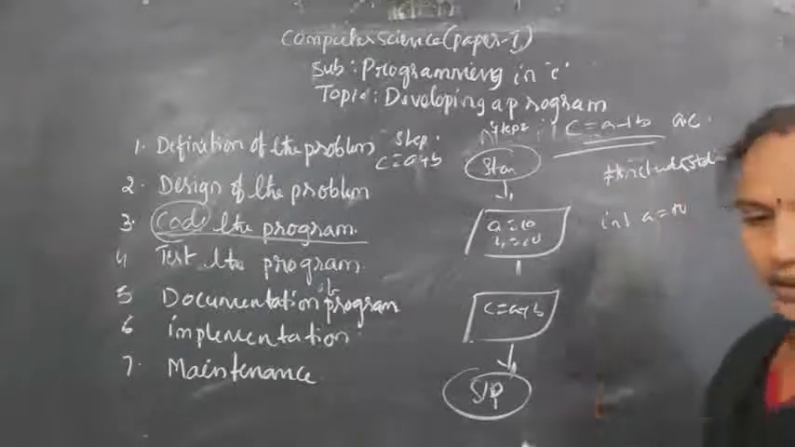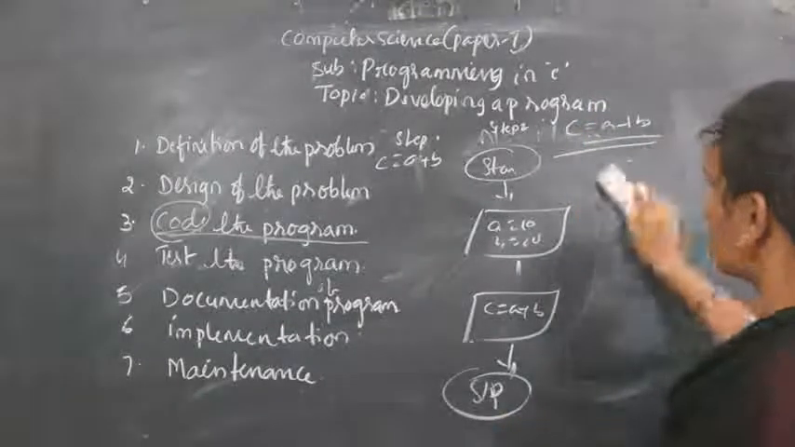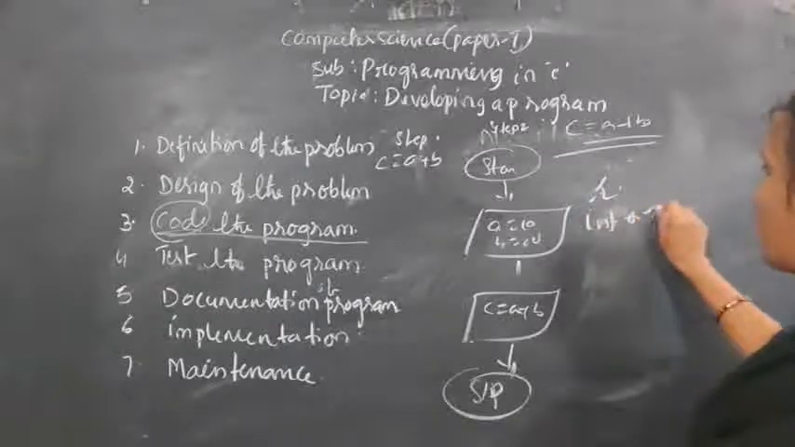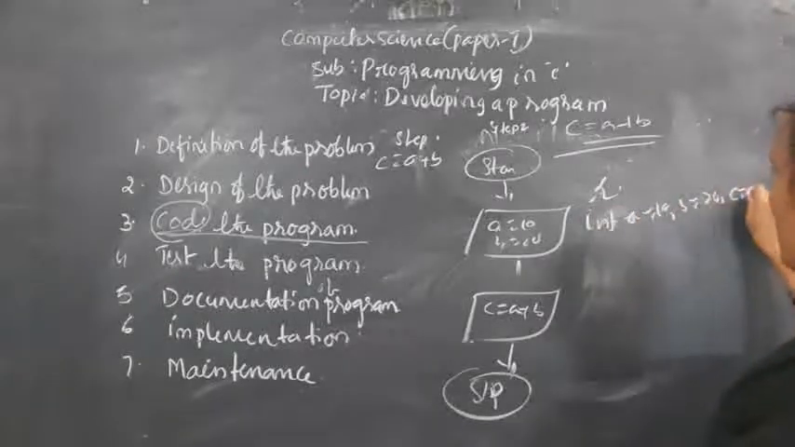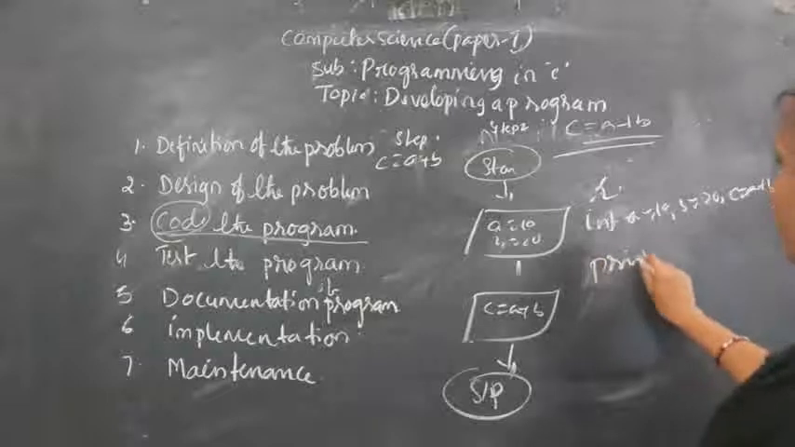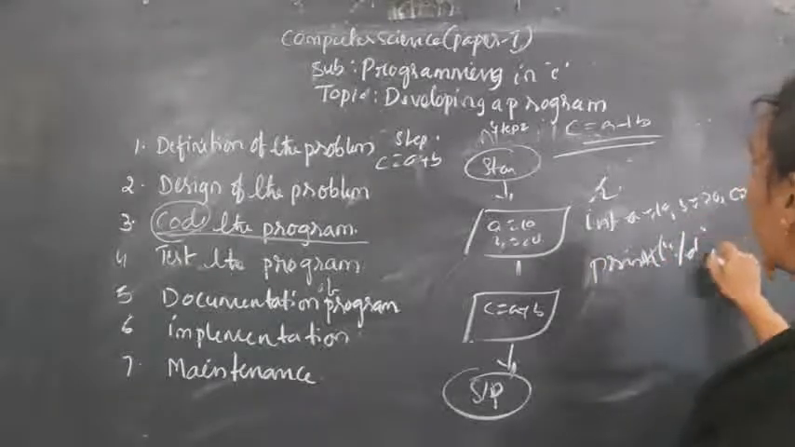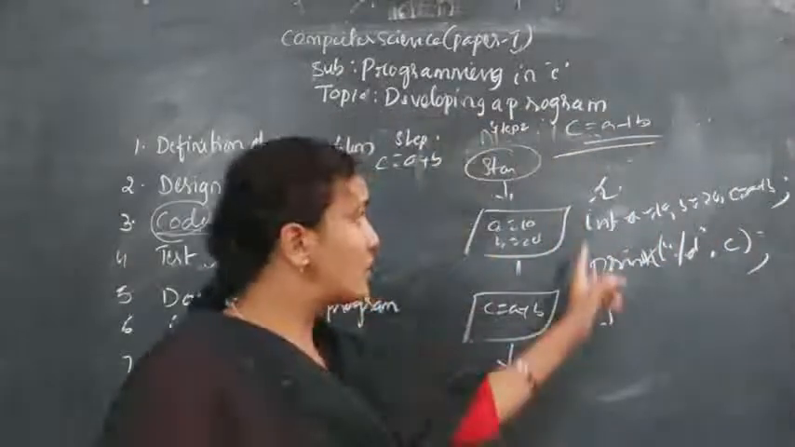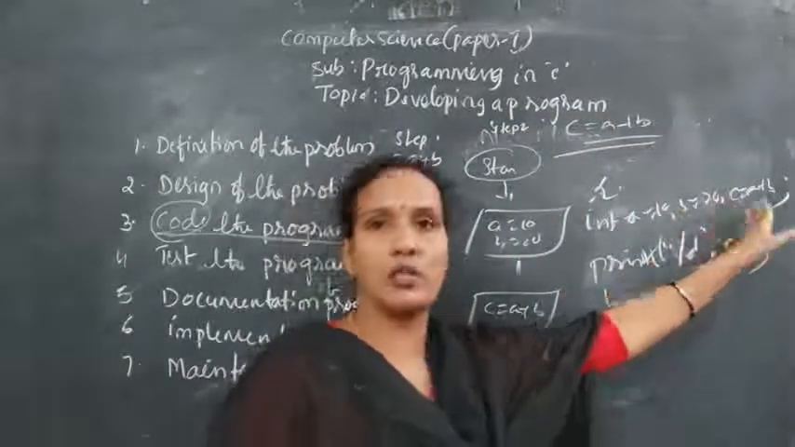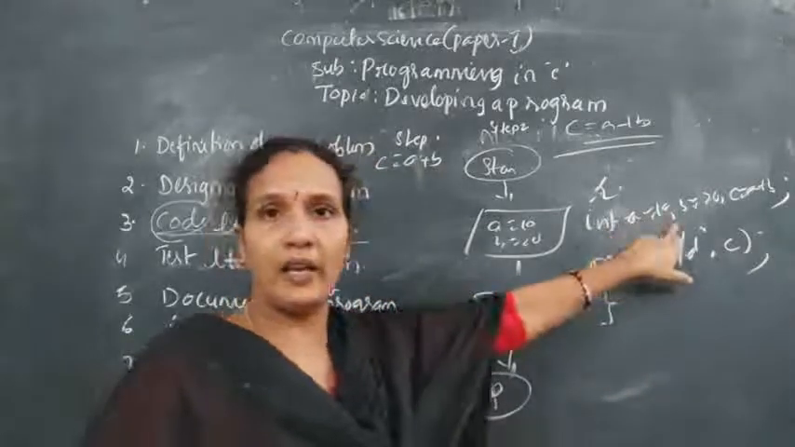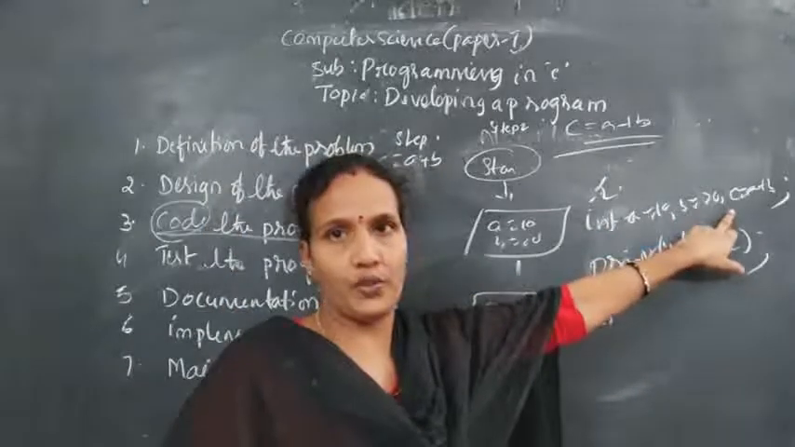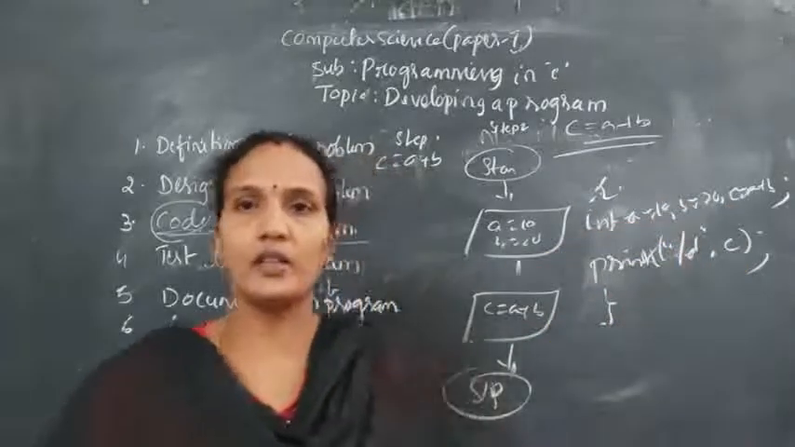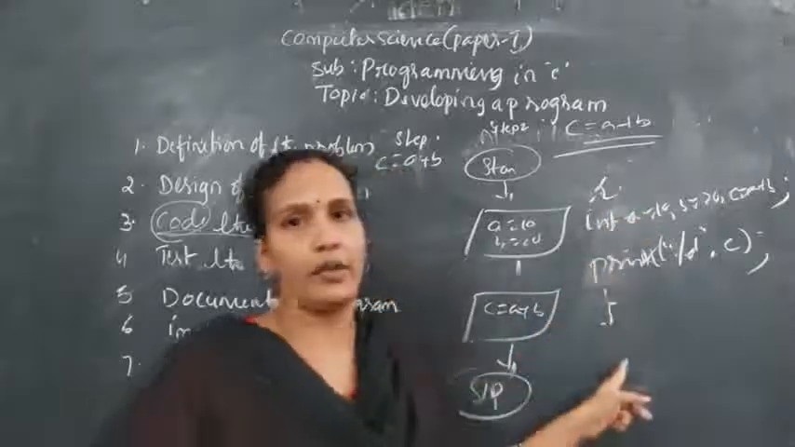This is the main function. int a equals 10, b equals 20, c equals a plus b. printf percentage d, c. A simple program to calculate the sum of two numbers. So int a equals 10, b equals 20, c equals a plus b. A and b are called the input and c is called the output. Understood? Next I am printing that c on the monitor, on the terminal. And this is the coding.